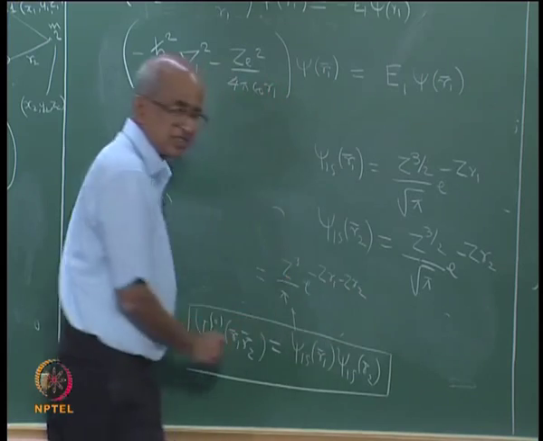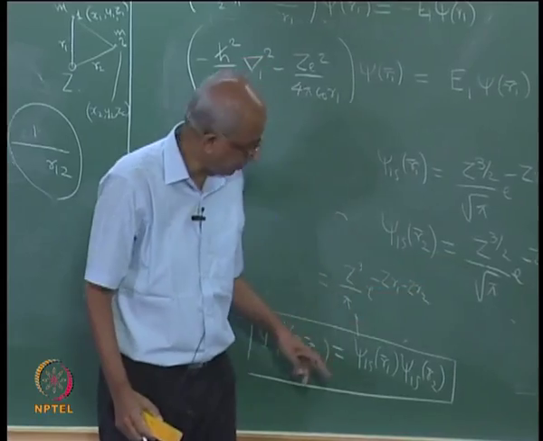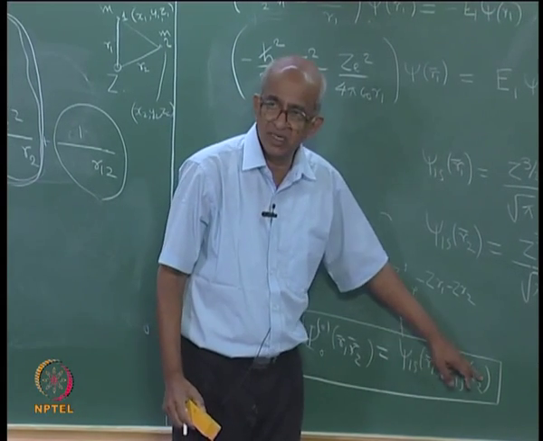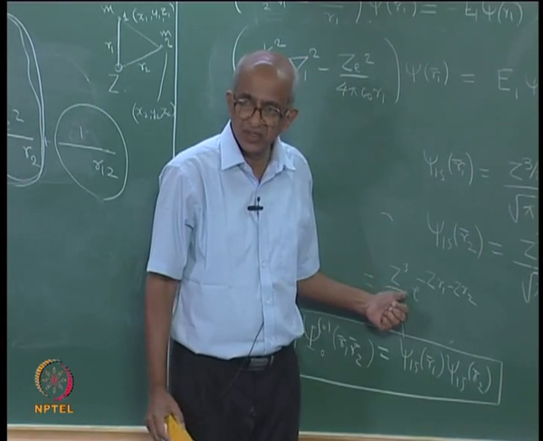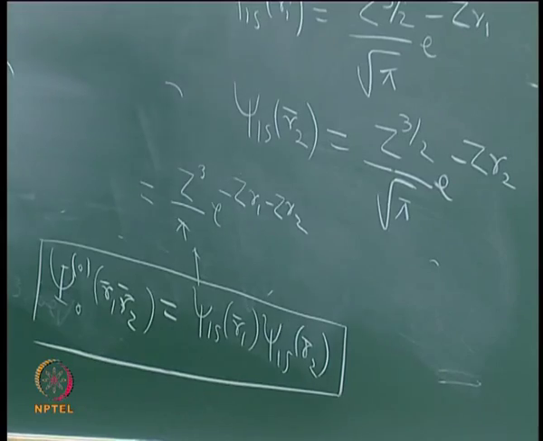That is what the wave function is, because psi 1s is given by this expression, and you have to multiply psi 1s r1 with psi 1s r2, and you will get the wave function. So, this is the function that we have used, right. Now, why do I write this?